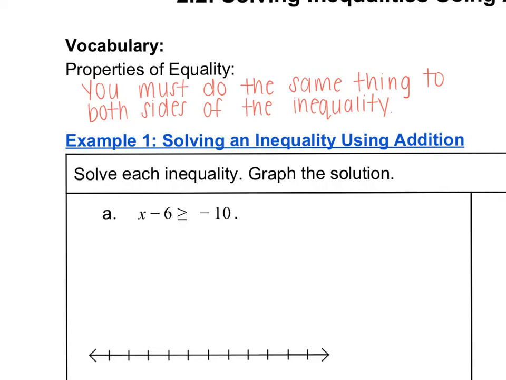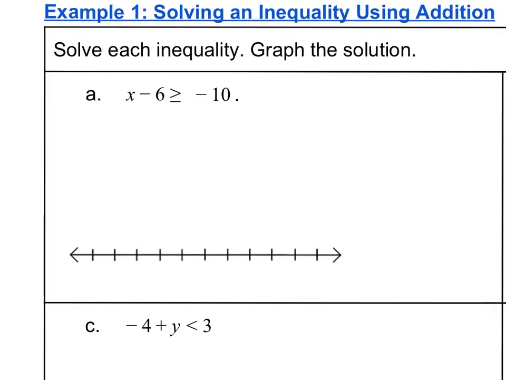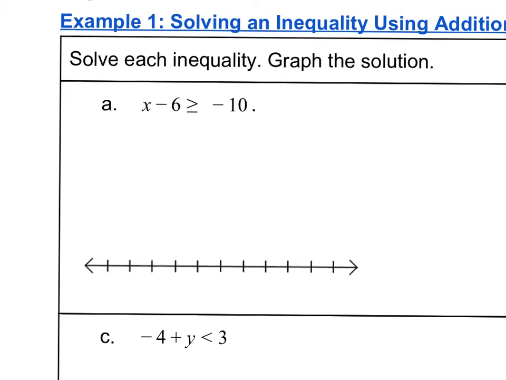So let's take a look at the first example. It says, solve the inequality, graph the solution. We have example 1a here. It says x minus 6 is greater than or equal to negative 10. To solve this, I need to get the x by itself. I'll do that by using inverse operations. Because it says minus 6, I'll write plus 6. And then if I'm going to add 6 to that side, I also have to add 6 to the other side, which means I'm left with x. My inequality doesn't change. It's still greater than or equal to. And then I'll add the negative 10 and 6, and I'll get negative 4. So my inequality says x is greater than or equal to negative 4.